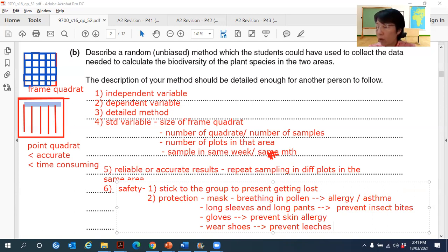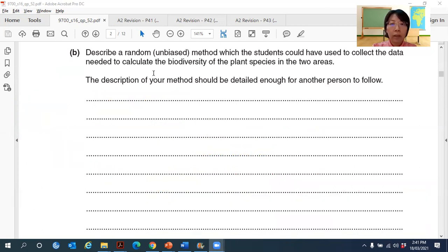So for all these things you can write for safety precaution, it is 1 mark. Altogether 8 marks for this section, okay? Right, next question.